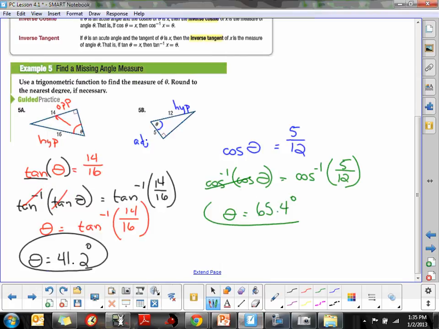So 65.4 degrees. So just a quick review of how we use inverse trig functions to find missing angles.